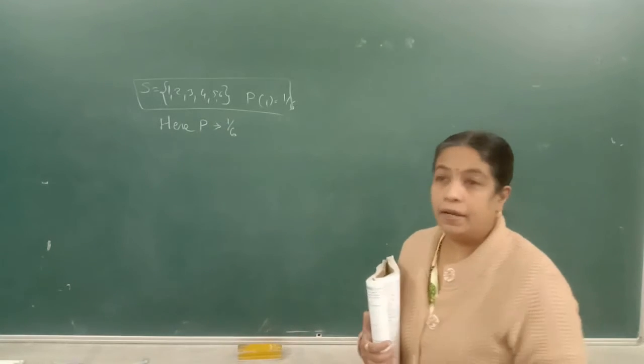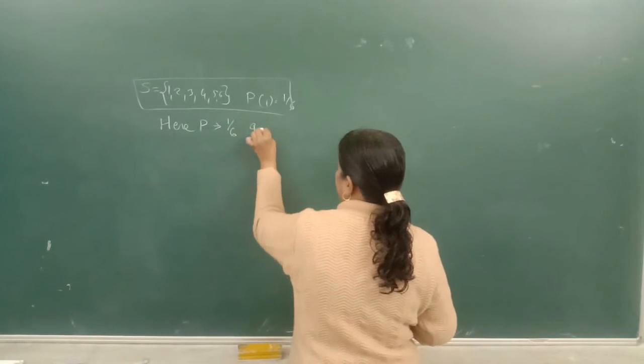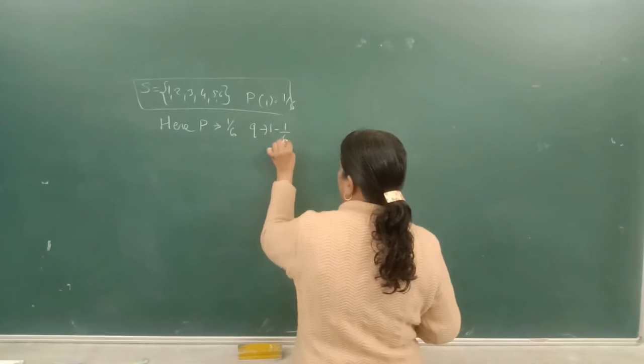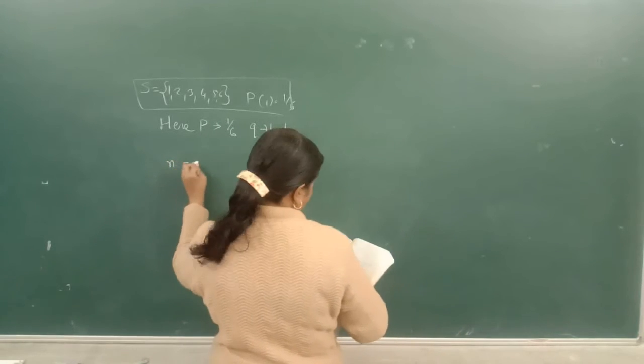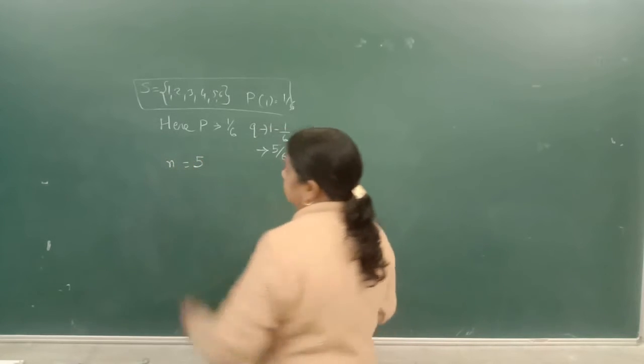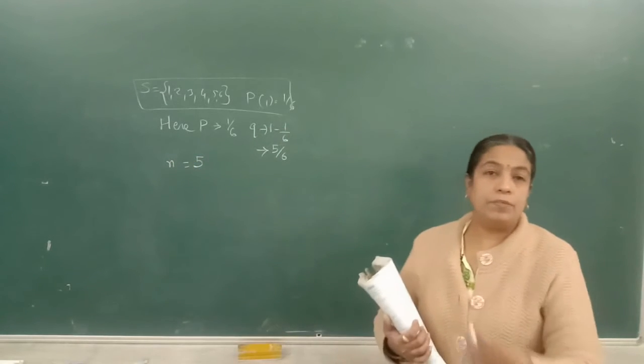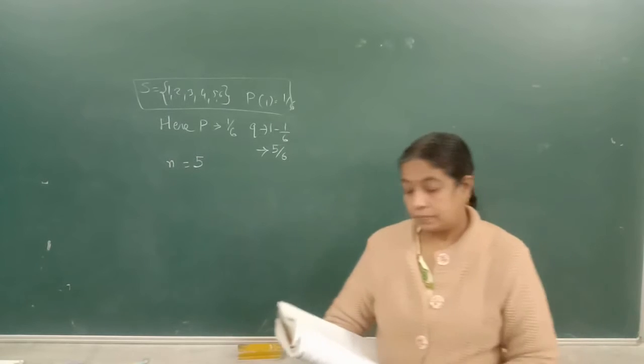So what will be the probability of not getting 1? Q is equal to 1 minus 1 by 6, that is 5 by 6. And n is equal to how many times it is rolled? This much basic things we have got.